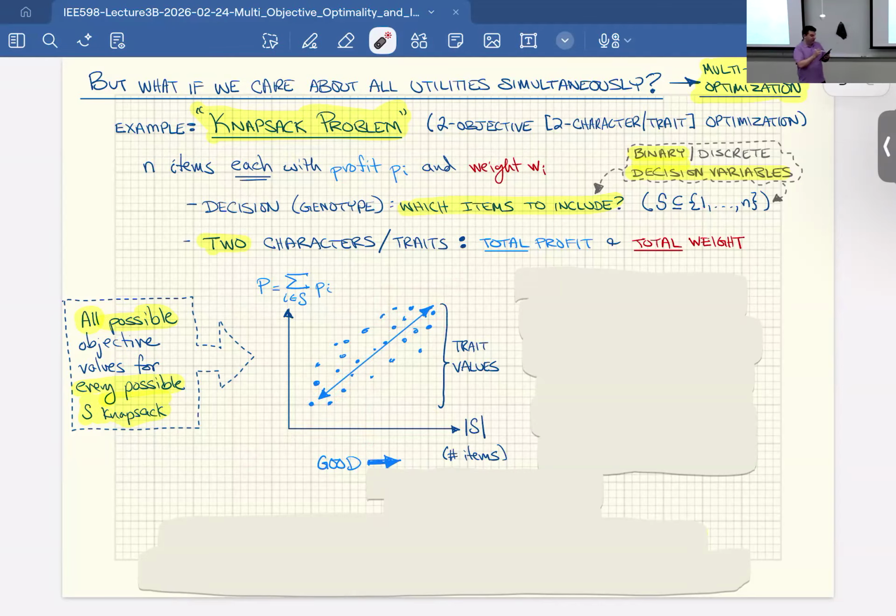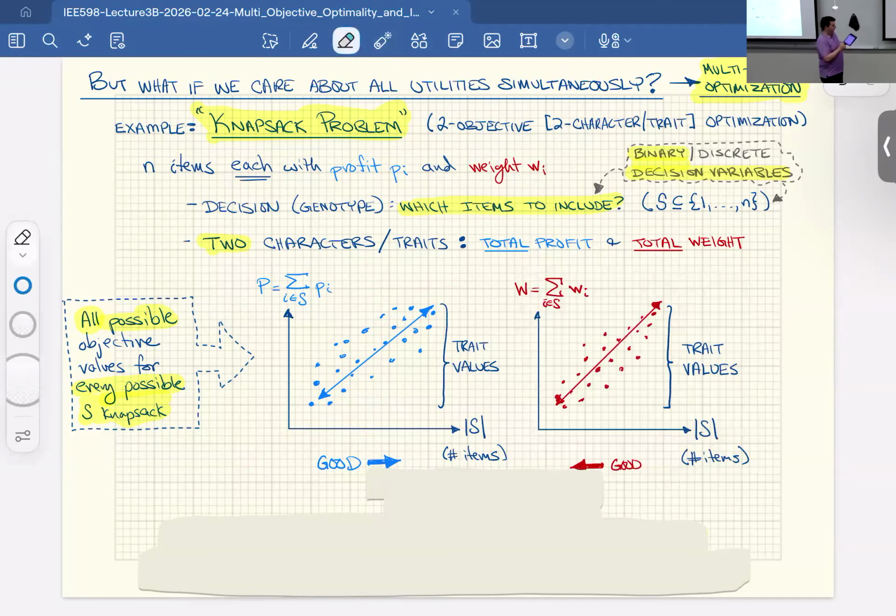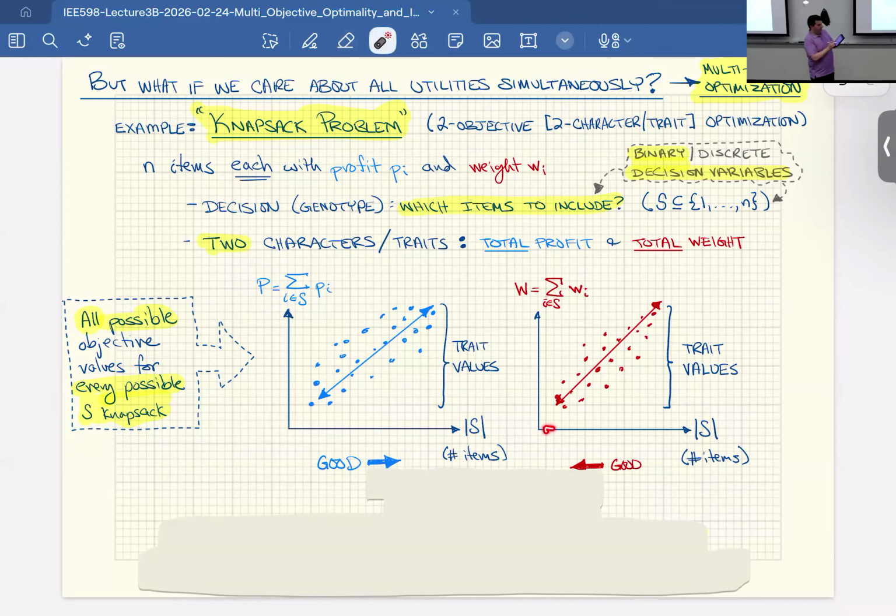But I have this additional objective where I would like to minimize the weight of the knapsack. The idea here looks very similar: as my knapsack gets more full, it gets heavier. But here, I want it to be as light as possible. So now I want the number of items to be as small as possible from this objective, but as large as possible from the other objective. This is the standard multi-objective knapsack problem.